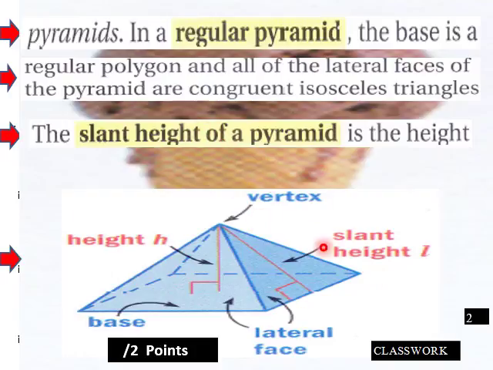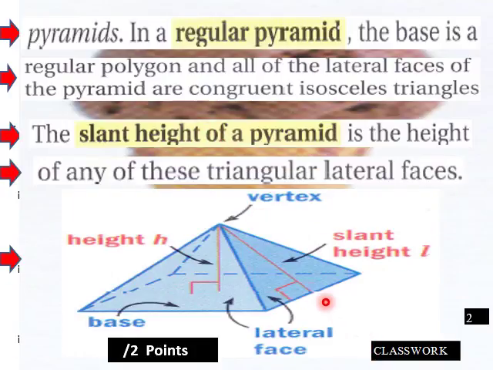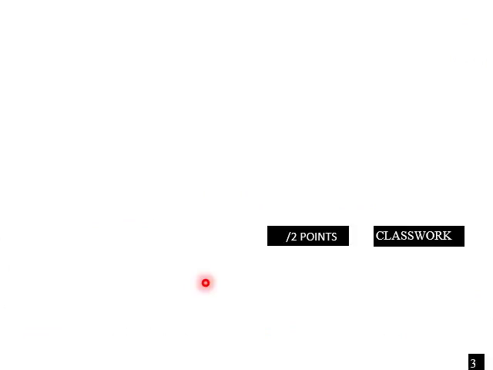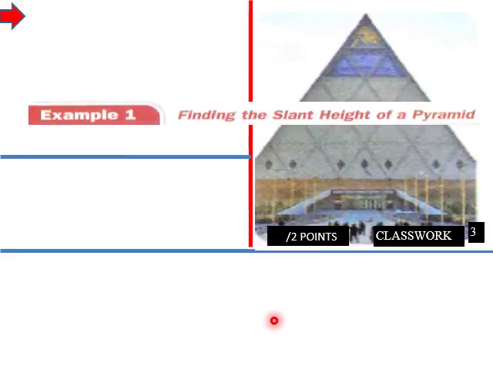The slant height of the pyramid is the height of any of these triangle lateral faces. So the slant height here would be the actual height of the triangle itself. The slant height. So what does that mean for us?